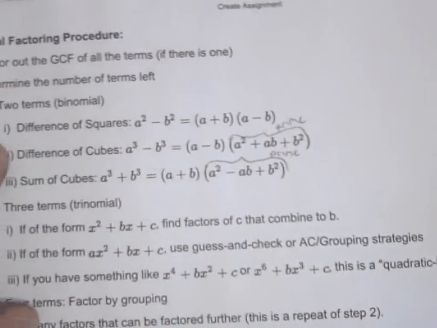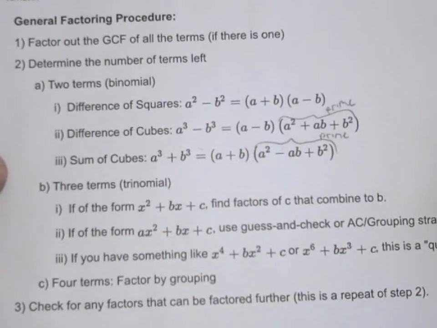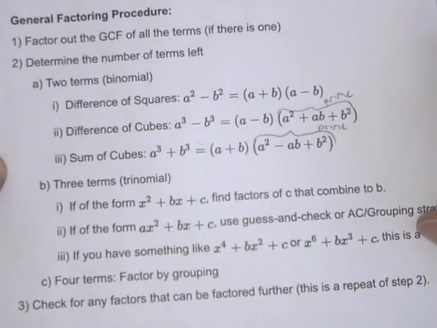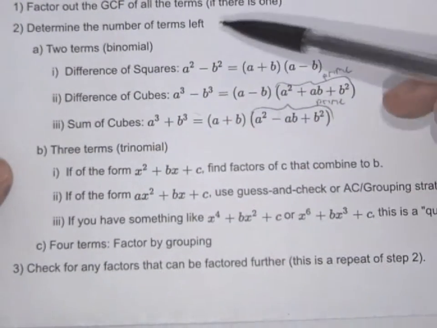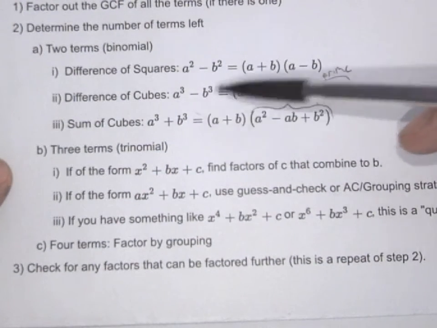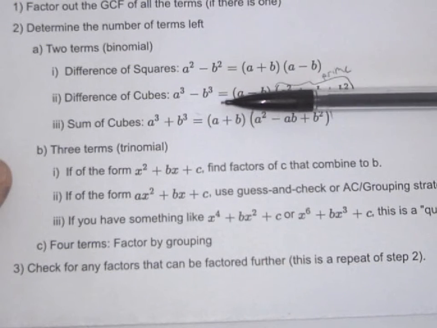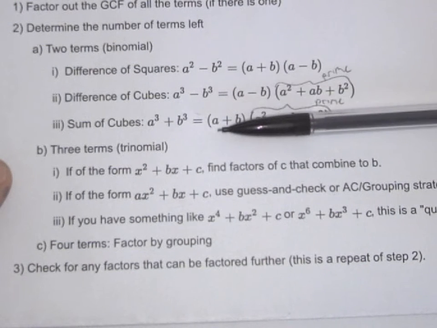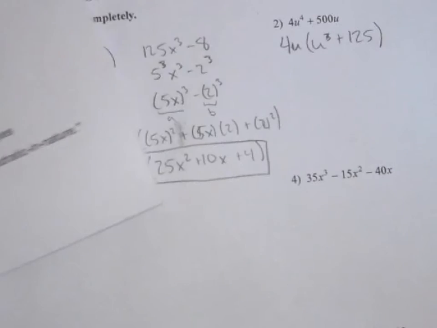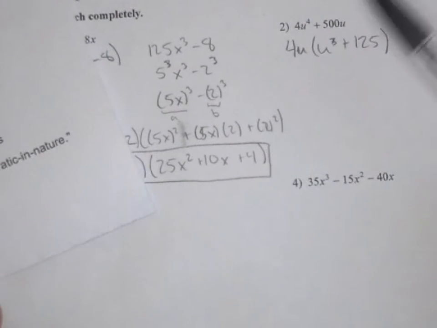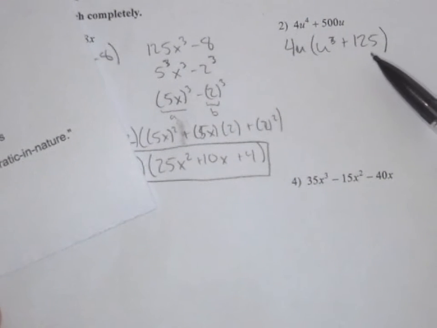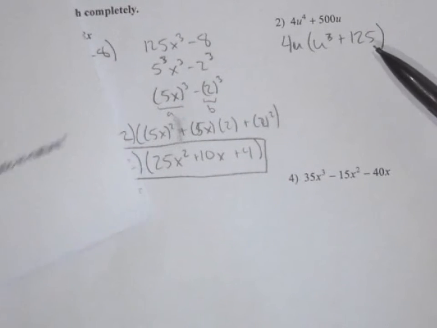Okay, go back to our general factoring procedures, and we're like, okay, check step 1, check. Now we determine the number of terms left. Well, we've got 2 terms here. Okay, so we take a look. Is it a difference of squares? Is it a difference of cubes, or is it a sum of cubes? When we look over here, it looks like a sum of cubes because we got u to the third. We also know that 125 is 5 to the third power.